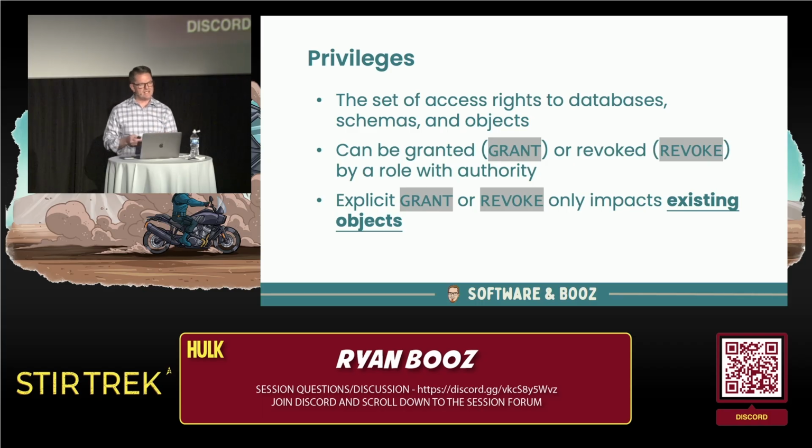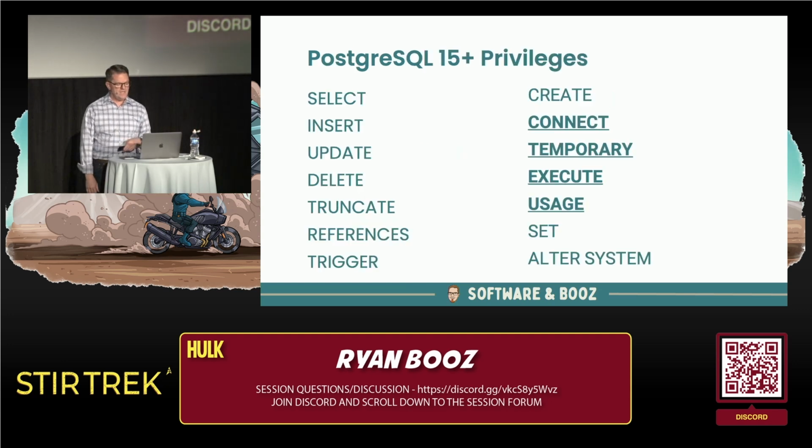And so just recognize that when you're explicitly running grant or revoke commands, it's only going to impact objects that currently exist. So if something else gets created tomorrow, they'll have whatever privileges are by default on those objects, which we'll talk about here in just a few minutes. So I say Postgres 15 plus.